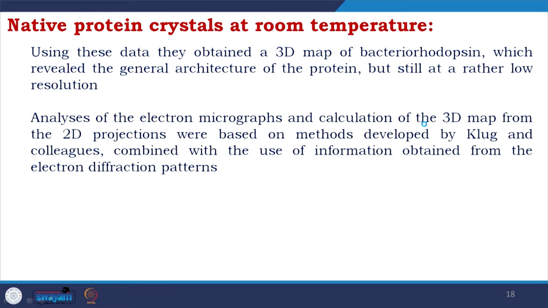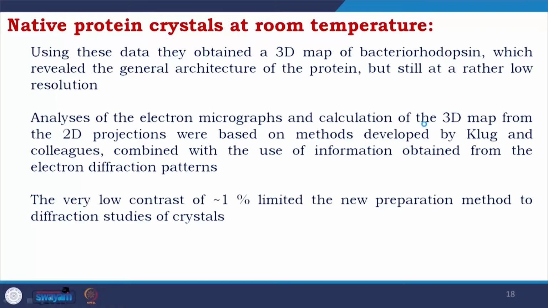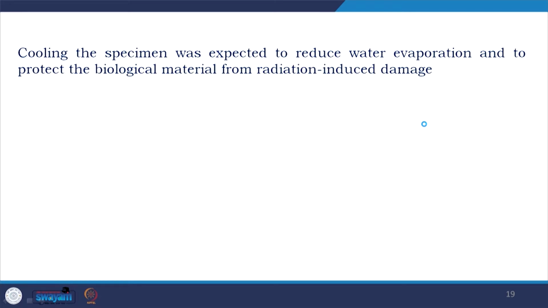Analysis of the electron micrographs and calculation of the 3D map from 2D projections were based on methods developed by Klug and colleagues, combined with the use of information obtained from the electron diffraction pattern. So, they used the tilting and all those processes which Klug developed, and added the electron diffraction pattern. The very low contrast of 1% limited the new preparation method to diffraction studies of crystal. Cooling the specimen was expected to reduce water evaporation and to protect the biological material from radiation induced damage.